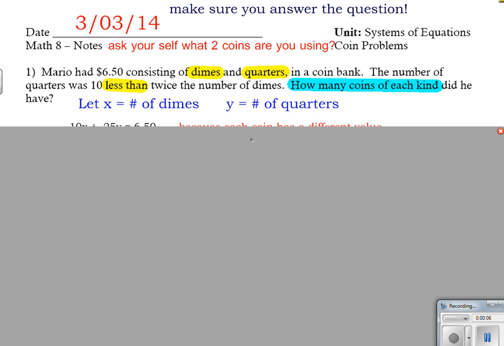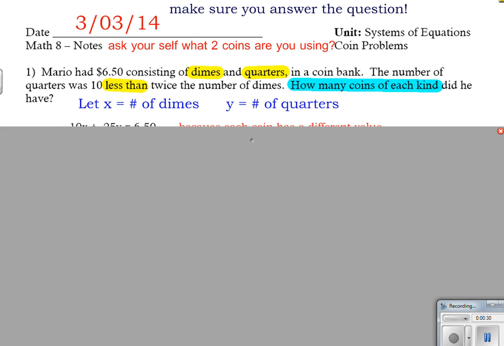Looking at word problems that deal with coins. As we said in the lesson today, you're going to have decimals and you're going to want to clear those decimals. But let's start with the word problem. We want to make sure we answer the question and ask ourselves which two coins we're using.